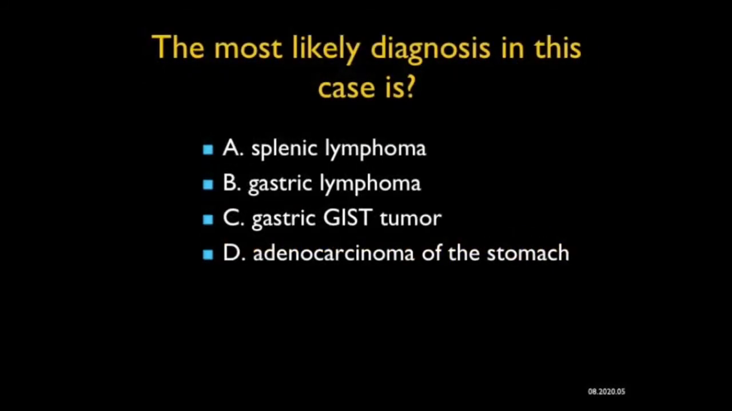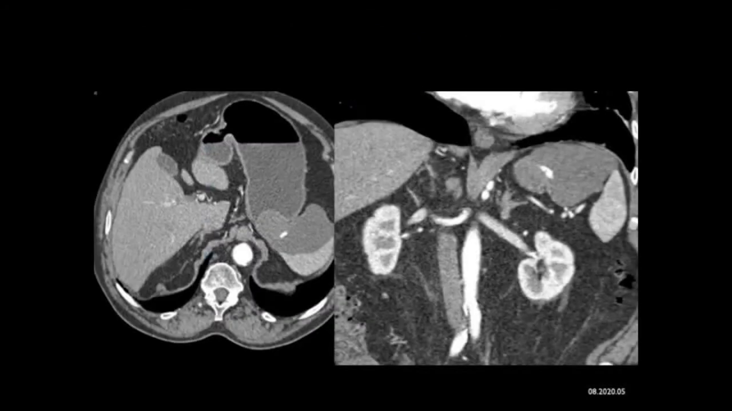What's the most likely diagnosis in this case? Well, I see a mass, and the first thing is trying to figure out, is this mass coming from the stomach or from the spleen? On the axials, I would be hard-pressed to be certain. On the coronal views, I think there's calcification in the lesion, and I think it's simply probably going to be pushing on the patient's spleen.